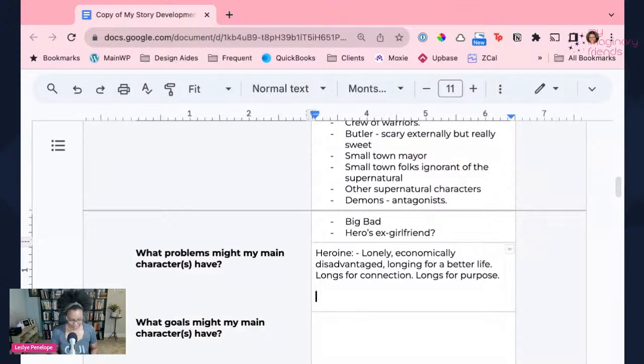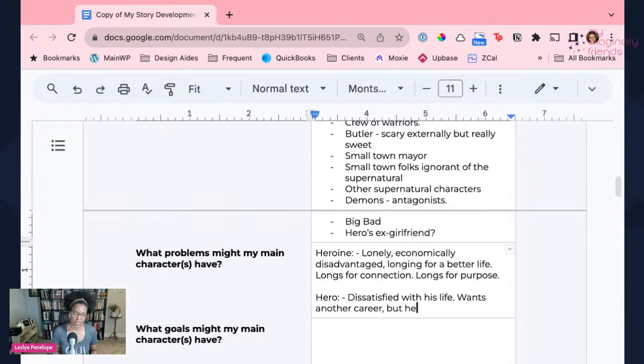So our hero, what does he want? I think he has this tight crew, this sort of found family of the warriors that he fights with and lives with. So he's not exactly lonely, but he's dissatisfied with his life. I guess they both are, but he wants another career. He is uniquely suited for being a warrior.